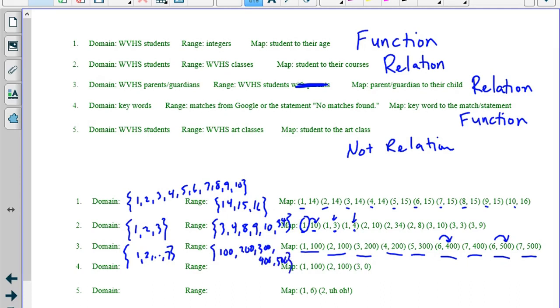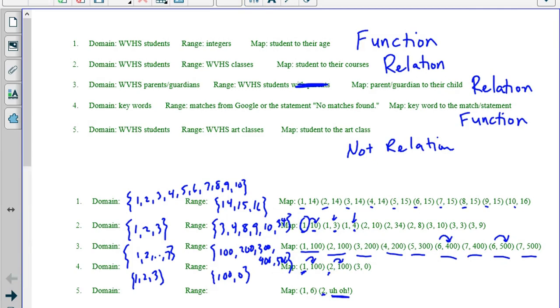Okay, this is 1, 2, and 3 for the domain, and the range in this case is 100 and 0. But if you notice, this problem is very similar to number 4 because every keyword has a number of matches, but it only has one number of matches. And then as the internet keeps expanding, that number will change. But at any particular point in time, each keyword has an exact number of matches. So that's a function.